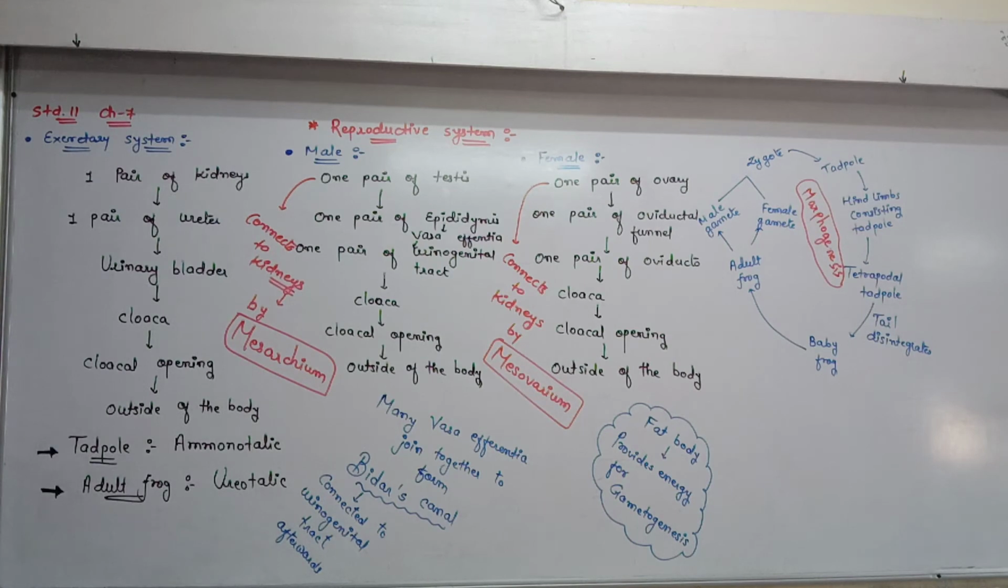Let's see from tadpole. Frogs have well-organized male and female reproductive systems. Male reproductive organs consist of a pair of yellowish ovoid testes, yellowish colored, oval shape, which are joined to the upper part of the kidney by double folds of peritoneum known as mesorchium.